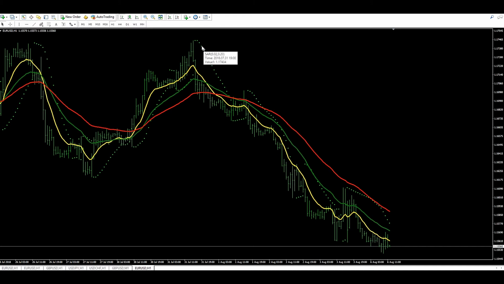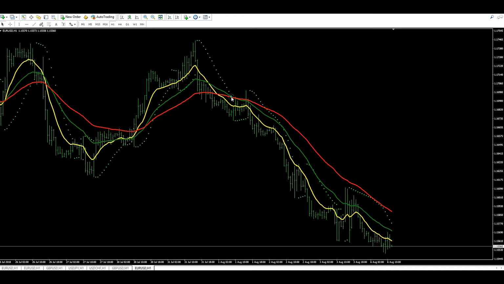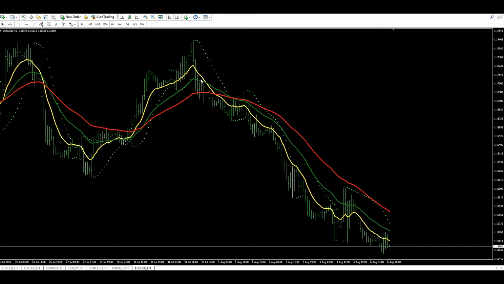As you can see here, for this system we have a parabolic SAR indicator and three different moving averages. The golden one is the exponential moving average with the period of 10, as you can see here, this golden line. The next one is also an exponential moving average with the period of 25, as you can see here, this green line. And the last moving average is also exponential with the period of 50, as you can see this red line here.